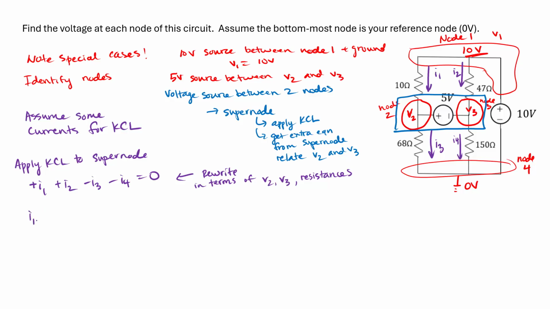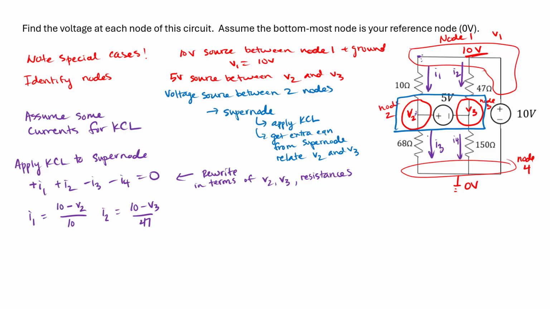We note that our current I1 must be equal to 10 volts minus V2 divided by 10 ohms, because in this case we're flowing from that 10 volt node 1 down to V2 and passing through our 10 ohm resistor. Just once again, Ohm's law. Similarly, I2 must be 10 minus V3 divided by 47.